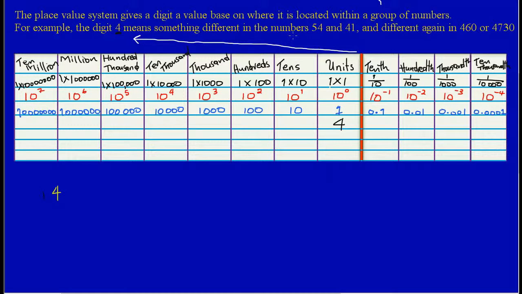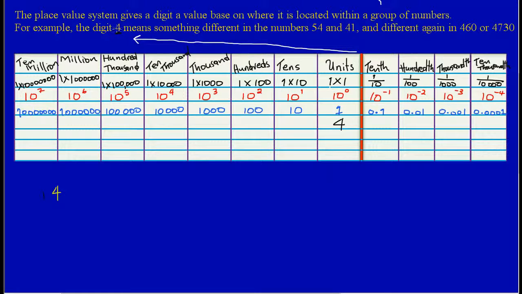Now let's look at this quick exercise that we have here, and you'll find this pretty interesting. Here it states that the place value system gives a digit a value based on where it is located within a group of numbers. So let's just explore that. For example, we have 4, 54, 41, 460, and 4730. What it is saying is that based on the column where the 4 falls in, it may carry a different value.